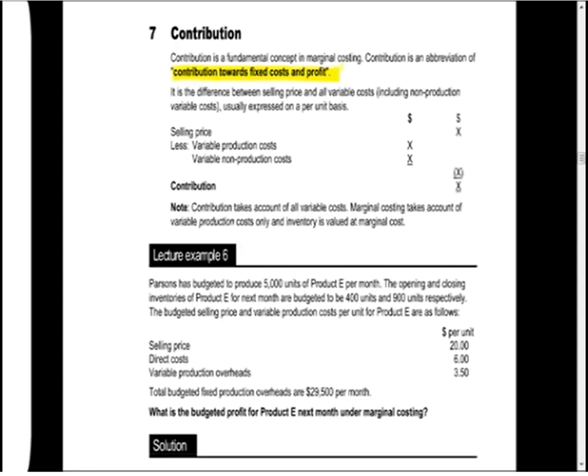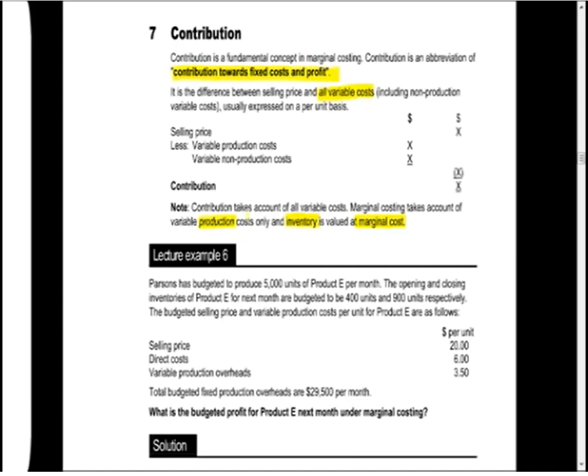So the definition of contribution then is selling price less all of your variable costs, and that includes non-production variable costs, so for example, in selling and distribution expenses. It only takes account then of variable costs. An important technicality then is that inventory is valued at the marginal cost of production, whereas contribution also takes into consideration any selling costs.